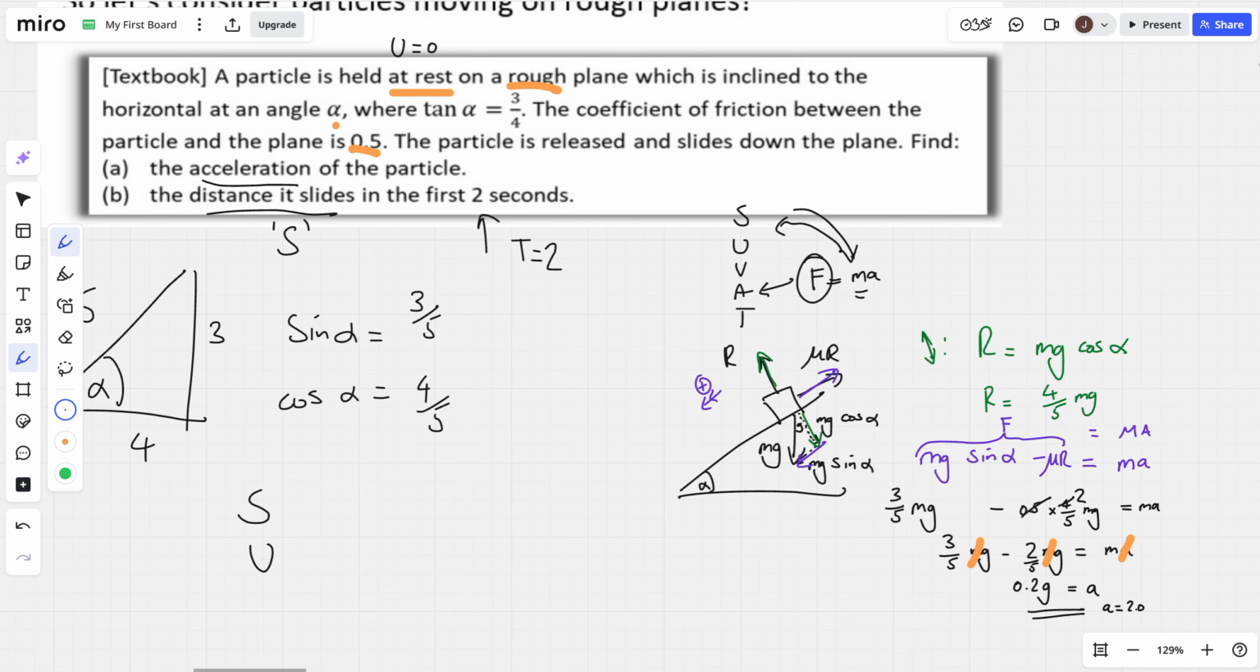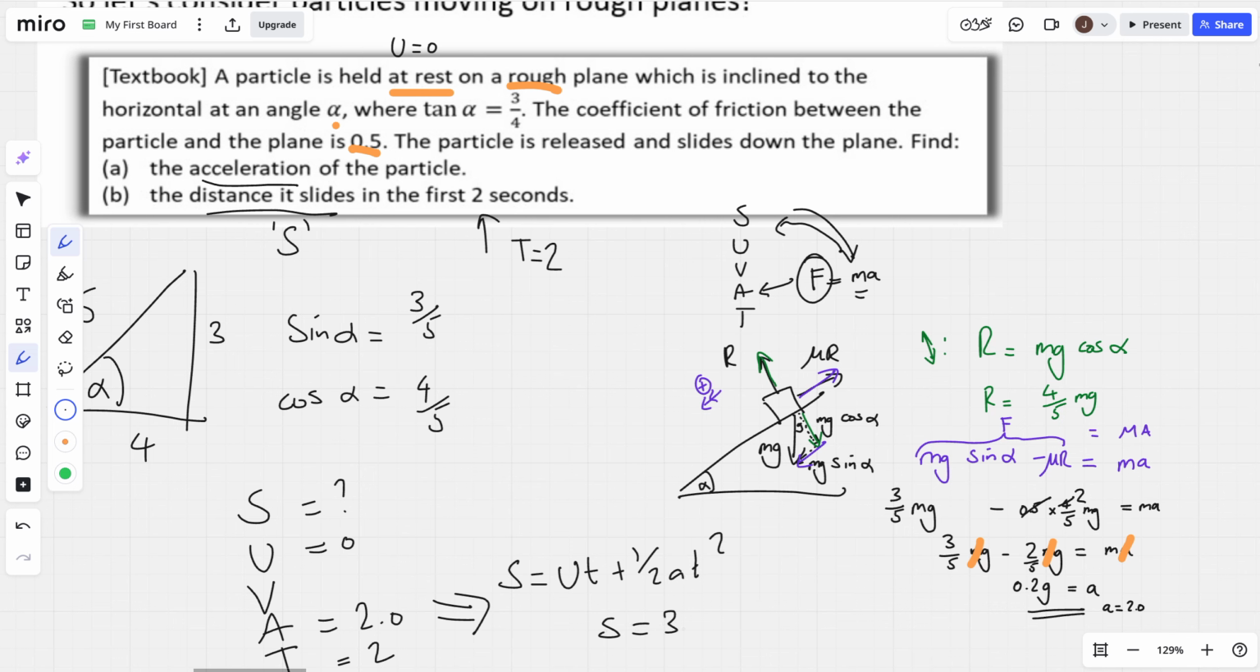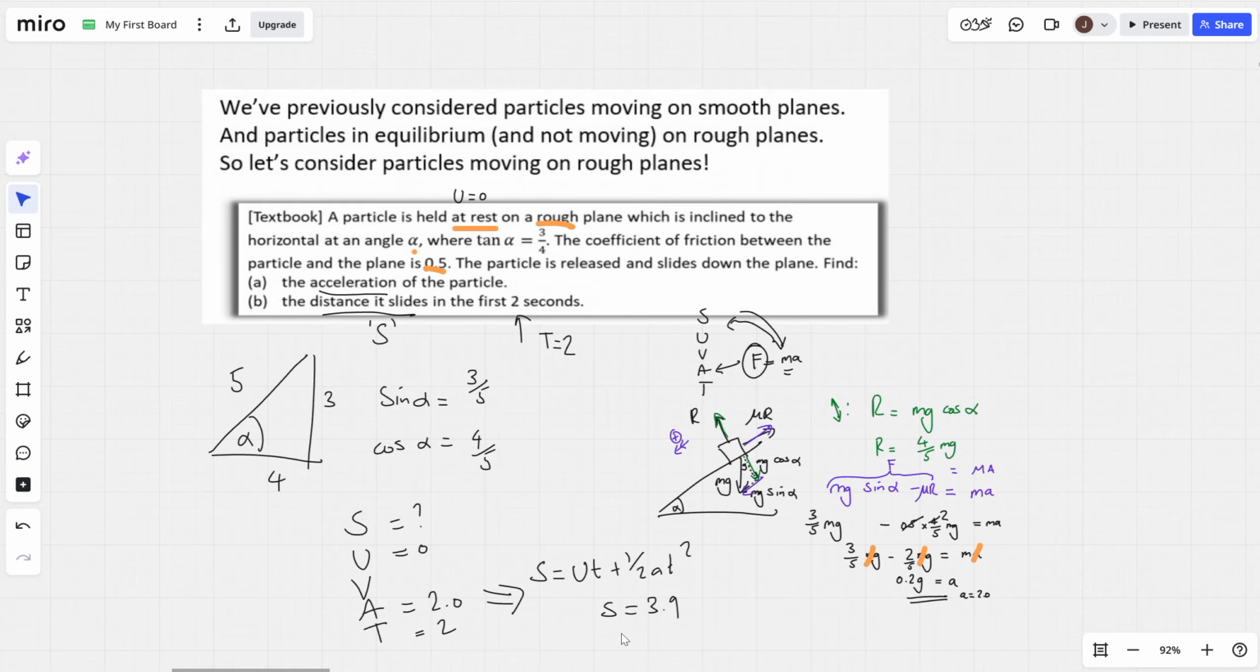So because it's the same situation, we've just found A. So U is 0, T is 2, and S is what we want to find. So can you see that it can quickly turn into a SUVAT question? So if I use S equals UT plus half AT squared, I can find out what that is. And it's 3.9. So the distance from the start of the journey to the end of the journey is 3.9.